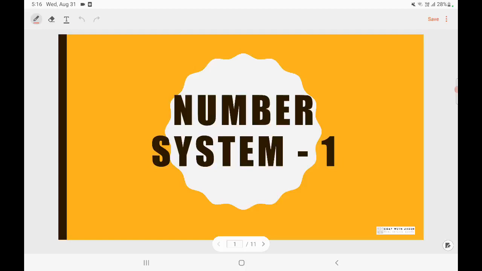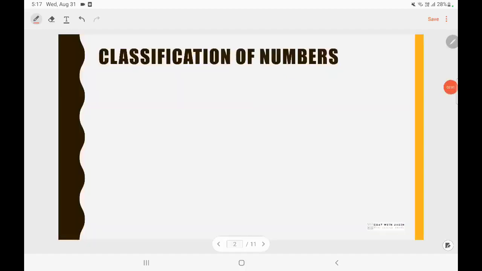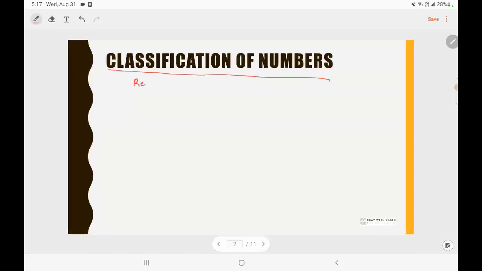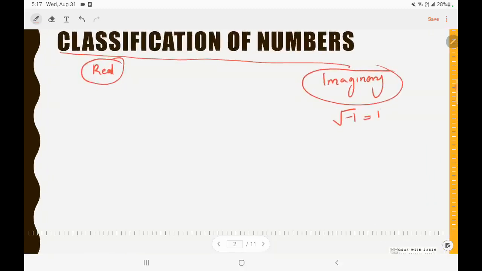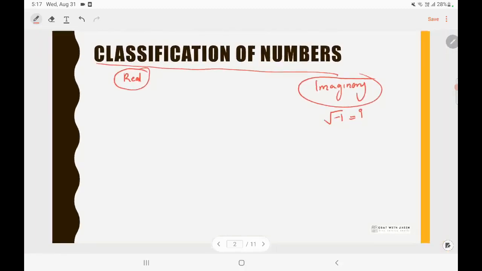So we'll move on with the video. First let's look into the classification of numbers. The numbers are classified into real numbers as well as imaginary numbers. Imaginary numbers are those numbers which you cannot represent on a number line. These are the numbers which you cannot use in your daily life for real things. There are numbers such as root of -1, which is usually represented as i. This is an example of an imaginary number.